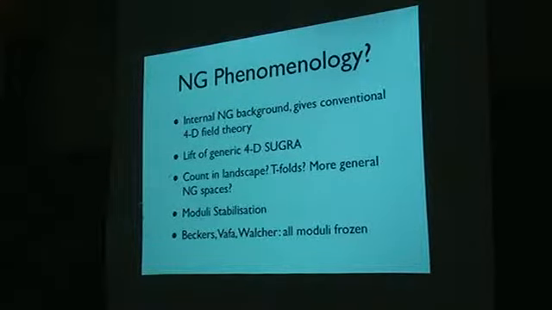So if one was to pursue the landscape point of view, where one tries to count the number of kinds of models in a landscape, then it seems that one should really try to also include T-folds and more general non-geometric spaces in the counting, and not just Calabi-Yaus, giving rise to more general kinds of structures. And some of these non-geometric backgrounds turn out to be much better than conventional models in giving rise to moduli stabilization. In particular, one example is a paper which gave a compactification space where all moduli are frozen.